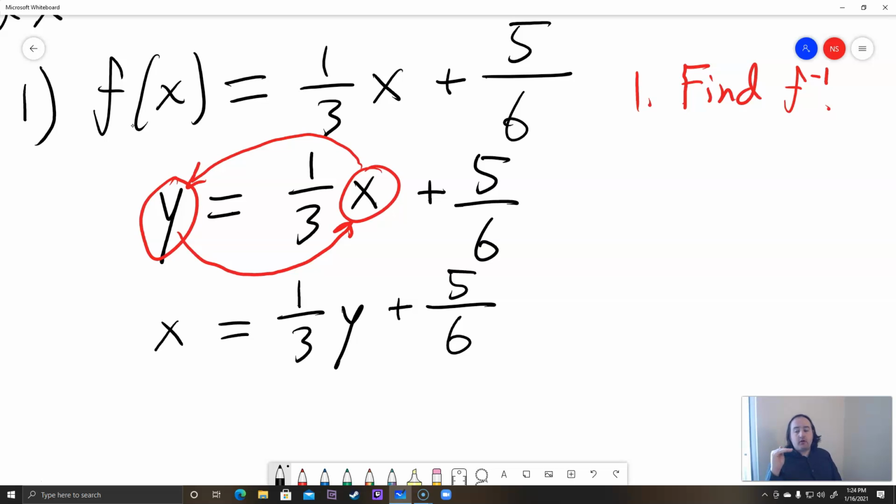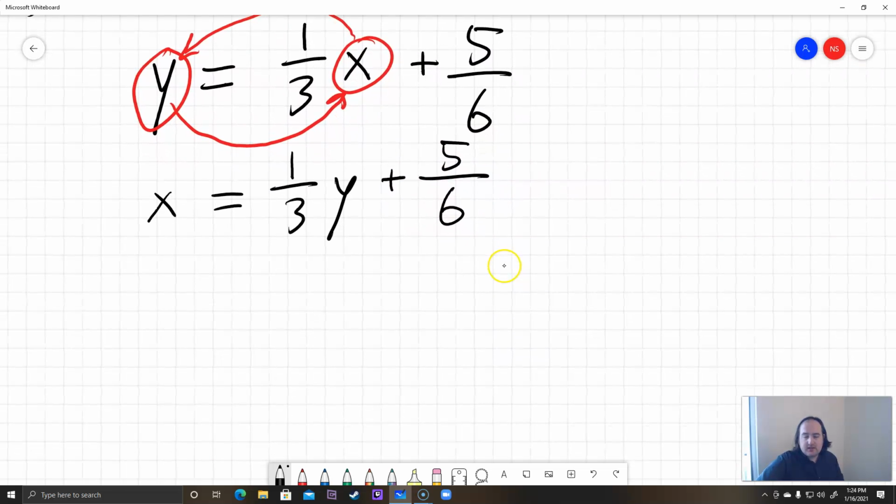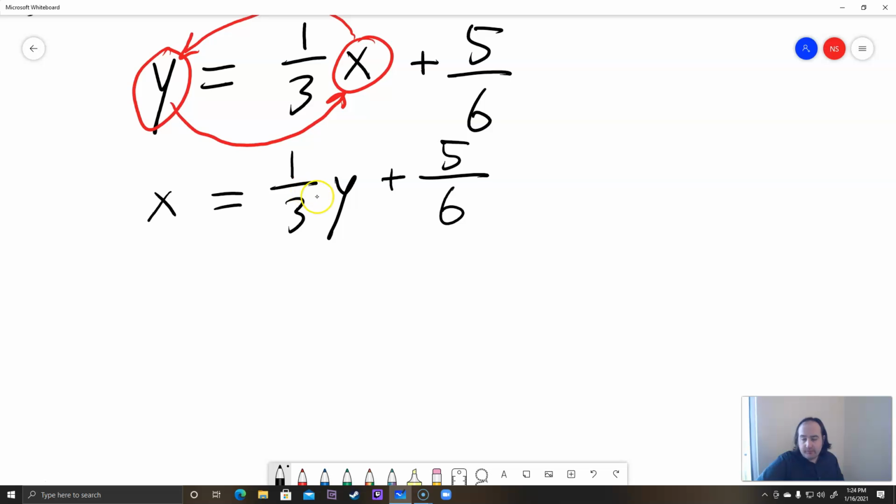So here I'm following the steps for finding the inverse that I described in detail in the previous video. We interchange x and y, and then we solve for this new y. To solve for y, first of all, we have to get rid of the 5/6 to get y by itself. So we're going to subtract 5/6 from both sides.